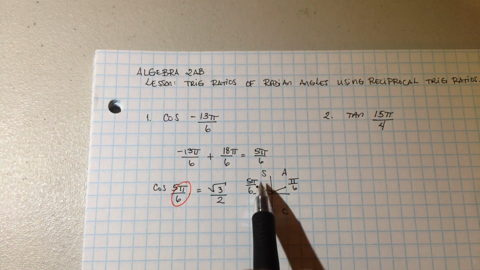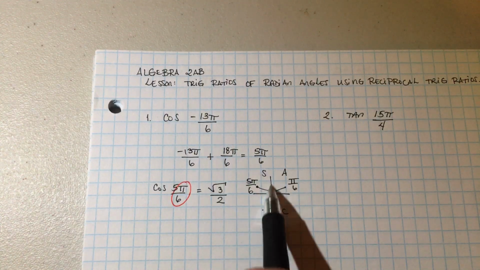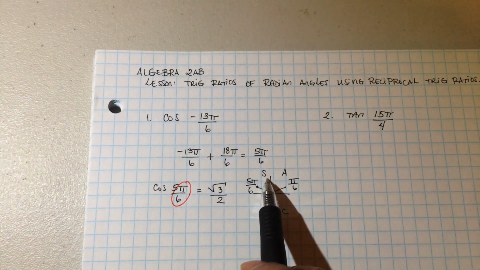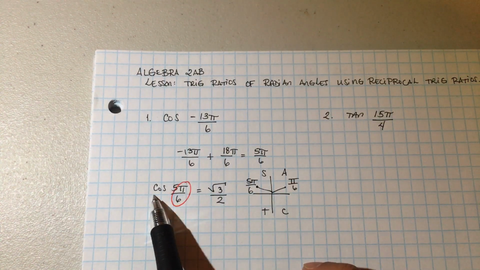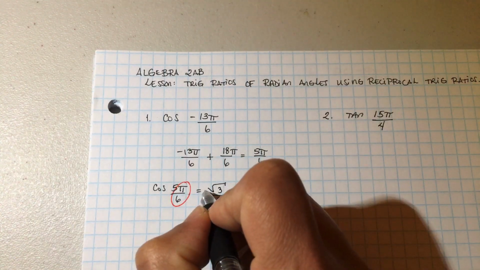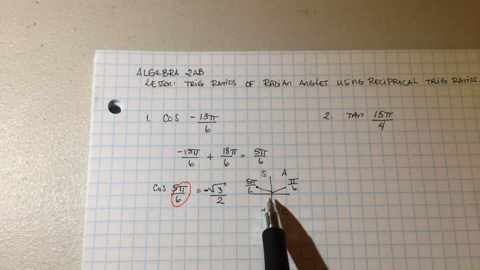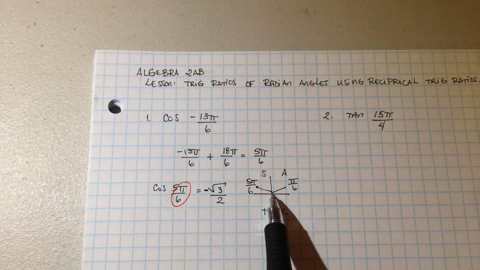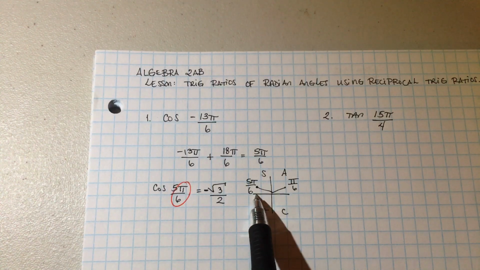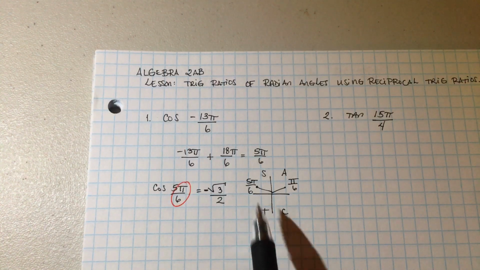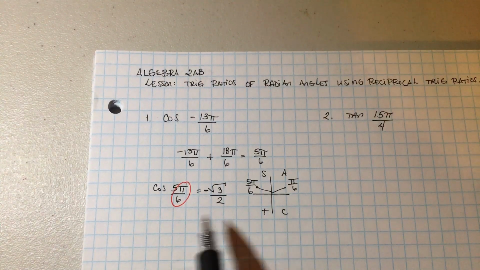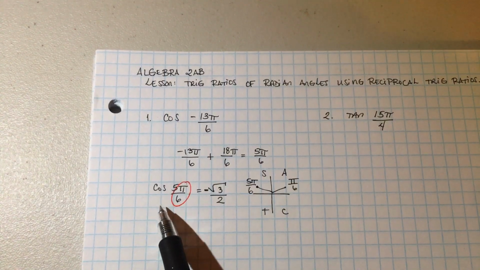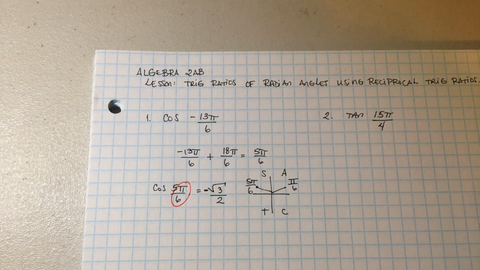So what does that mean? That means in this quadrant, only the sine is positive. That is not sine, that is cosine. So that automatically means it's negative. And it makes sense because cosine, right, you go left, going backwards is negative. Remember, cosine represents the x coordinate, sine represents the y coordinate. Let's do the next one.